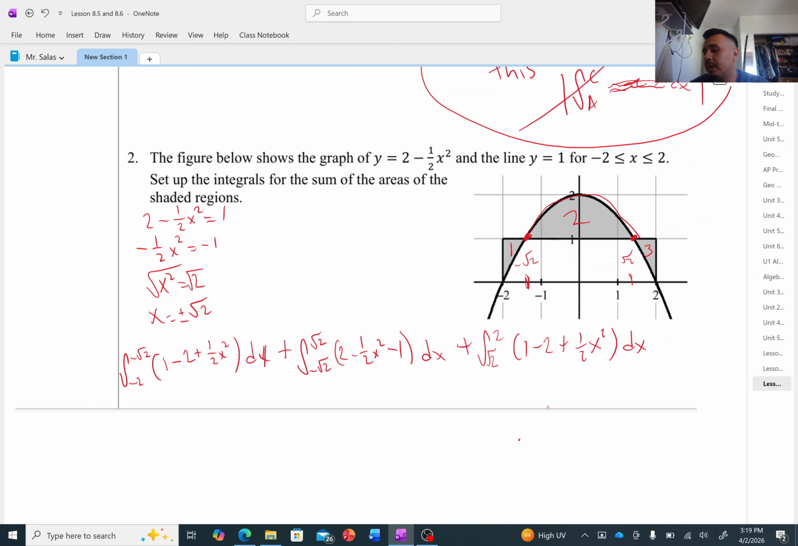Hopefully you understood my chicken scratch right there. I know it's a little bit sloppy, but I'm trying my best. And that's it. This whole thing is your integral. If they ask you to find an actual value, you just type it into your calculator. That's all you need to do. Other than that, we are done. This is it for 8.6.